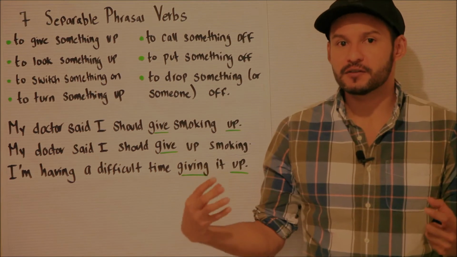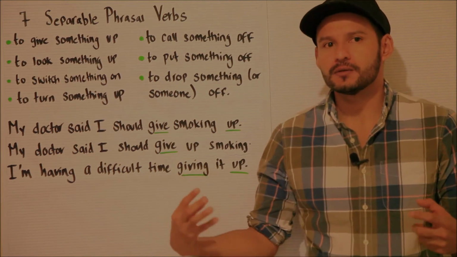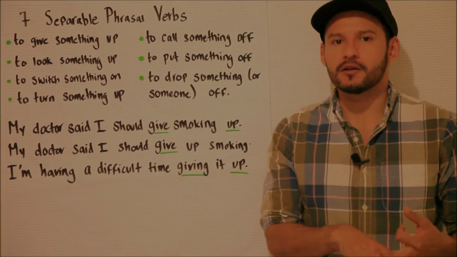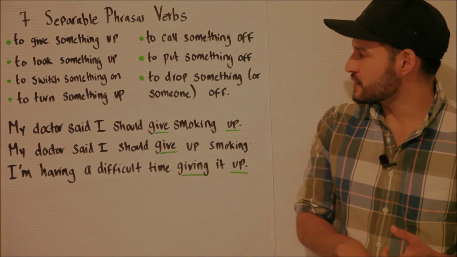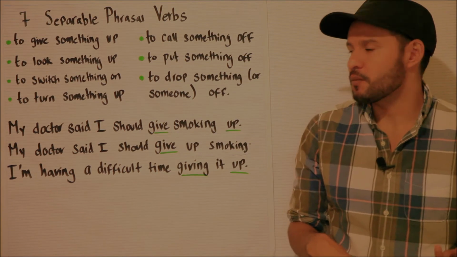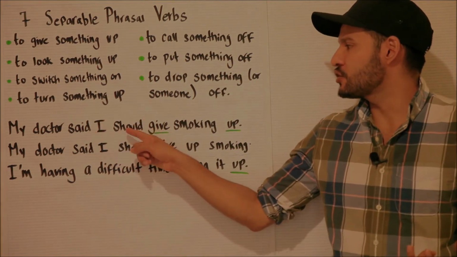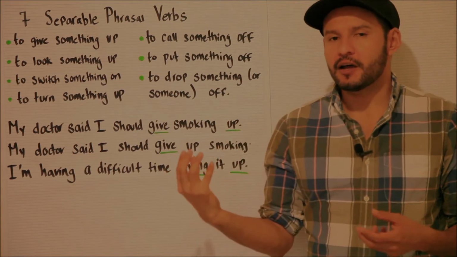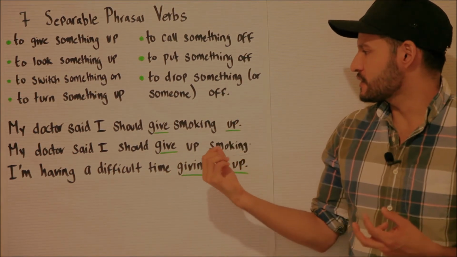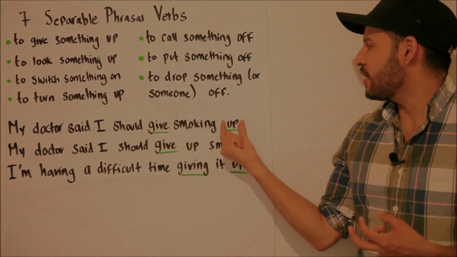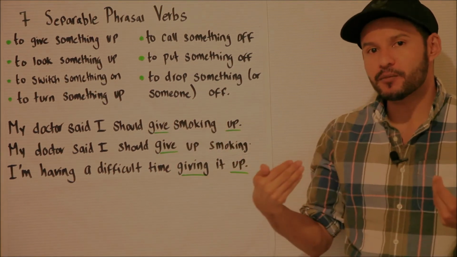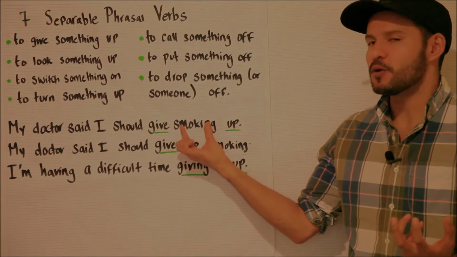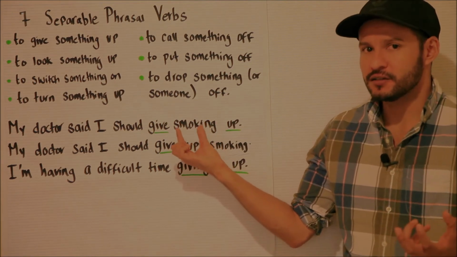Now, this phrasal verb, to give something up, means to stop doing or consuming or using something. So, for example, I went to the doctor and my doctor said I should give smoking up. Now you see in this particular example that the verb is give up, but it has been separated by the direct object, which is smoking in this particular case.